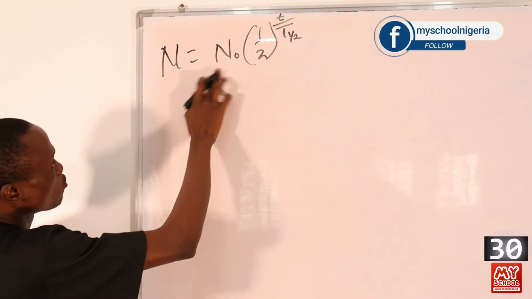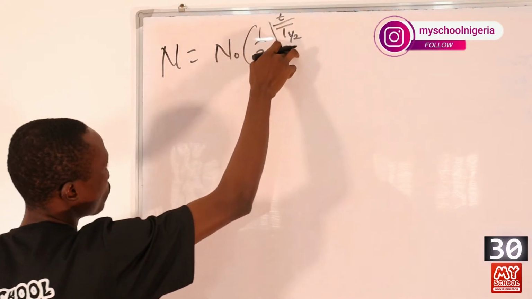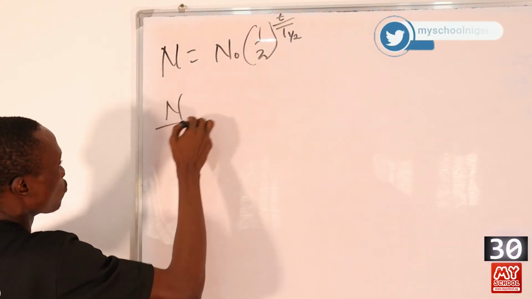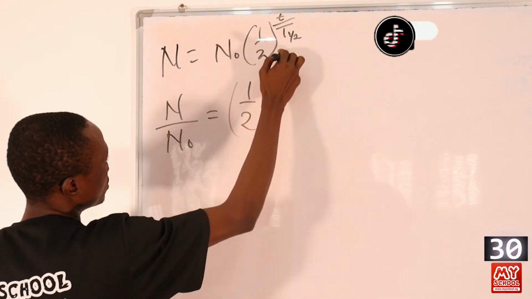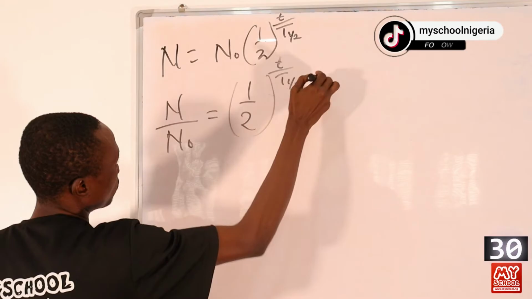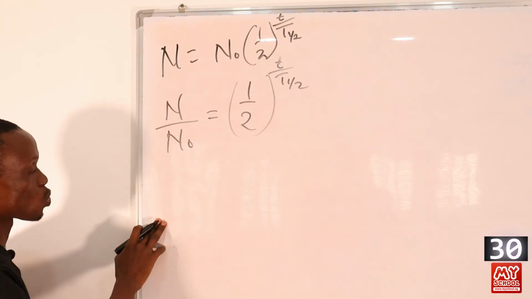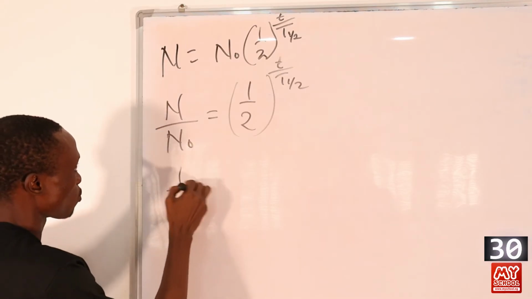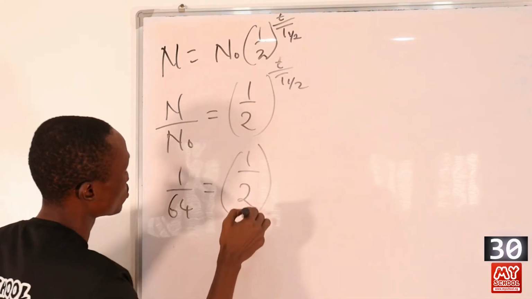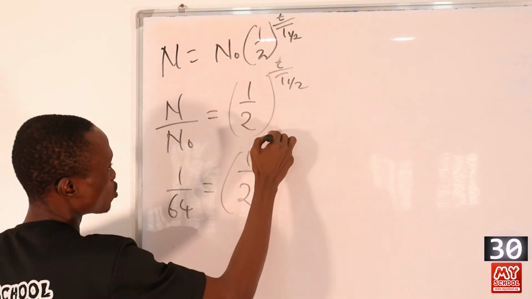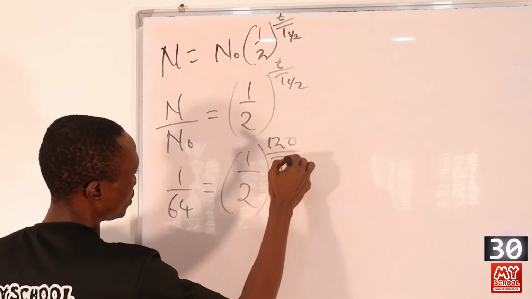If we make (1/2) raised to power t over the half-life the subject of formula, we'll be having N over N naught equal to (1/2) raised to power t over the half-life. So here is the fraction of what is left, and we are told that it is 1/64. So 1/64 is equal to (1/2) raised to power, and our t here is equal to 120, raised to power 120 all over the half-life.